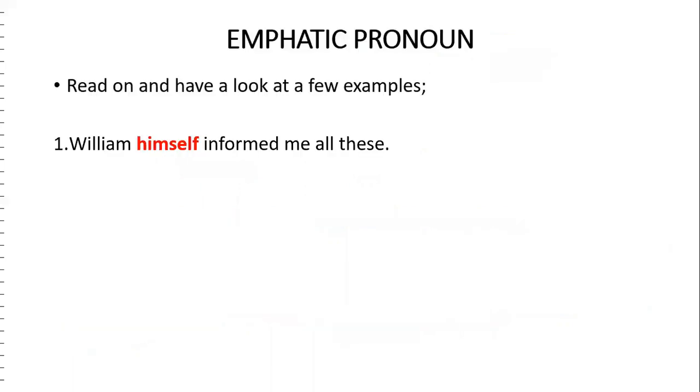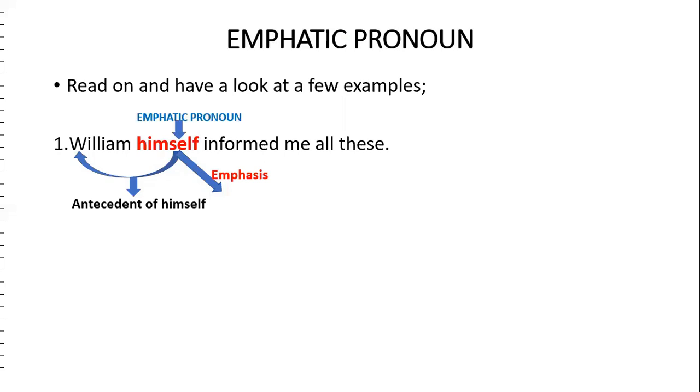Emphatic pronoun again, for instance: William himself informed me of all this. Here William is the antecedent because it has been discussed earlier. It comes before himself, so the antecedent of himself is William. And as himself is used for showing emphasis, that's why this is an emphatic pronoun.